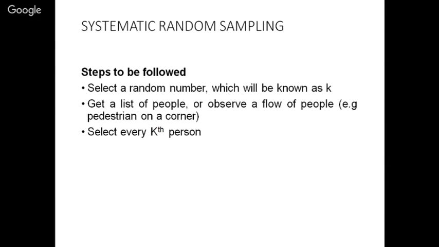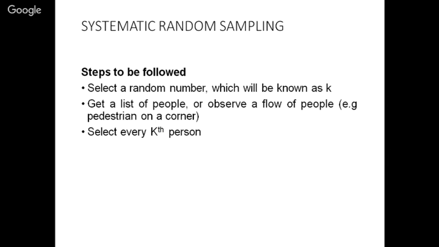The steps to be followed: select a random number, which will be known as k, and get a list of the people or observe a flow of the people and select every kth person. When we are calculating the kth interval, there are cases where we get a fractional value. The first case is if the fractional value is less than 0.5.